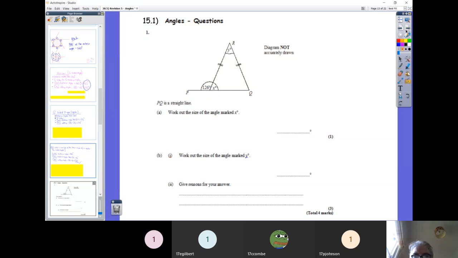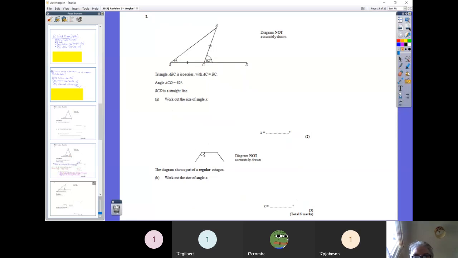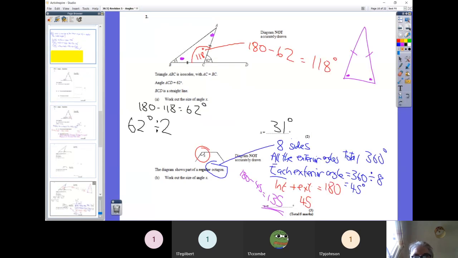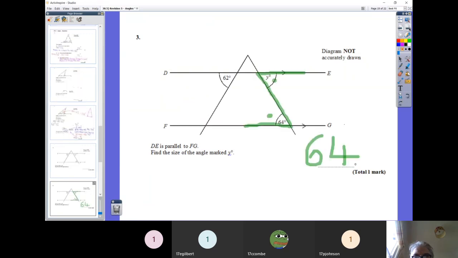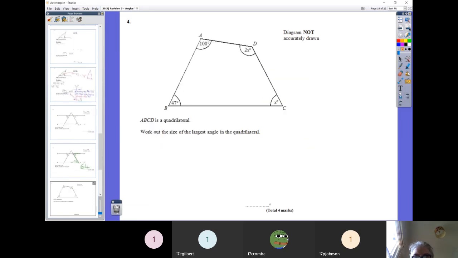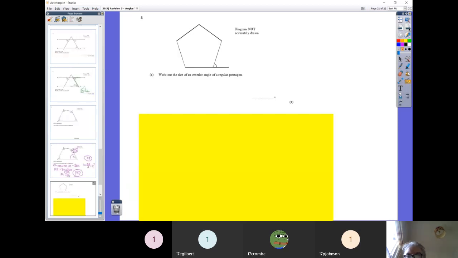So this is question 1. So pause the video now. Here's the answer. Here's question 2. Here's the answer. Here's question 3. Here's the answer. Here's question 4. Here's the answer. And finally, question 5, just the top bit. I've blanked out the other bit, we don't need to be able to do that.